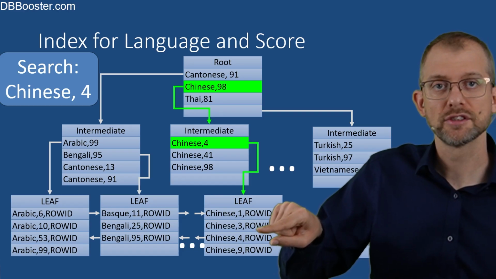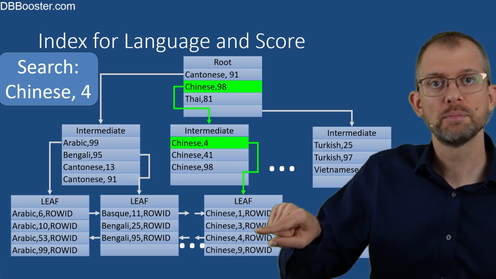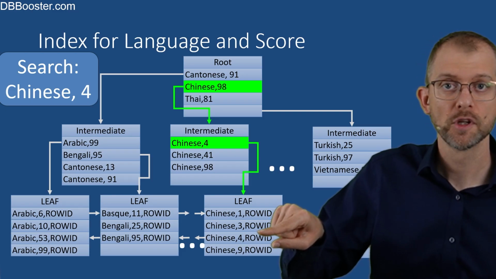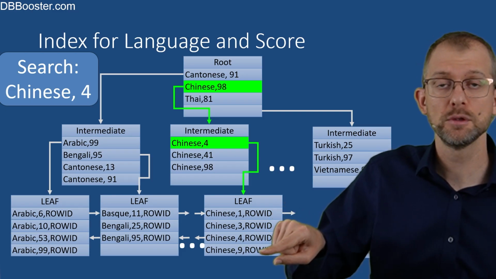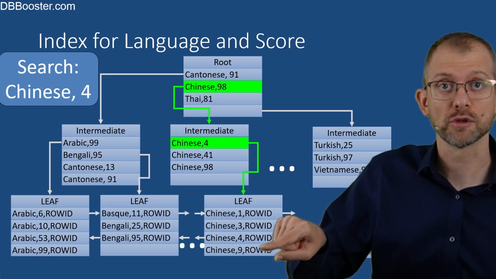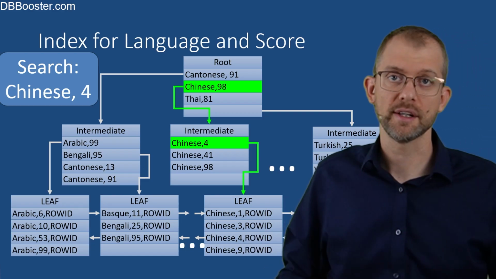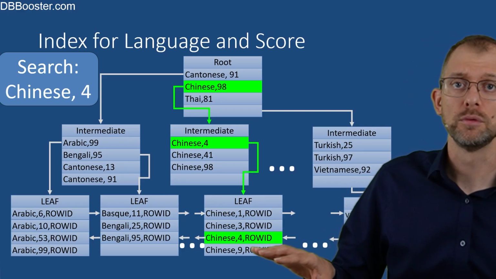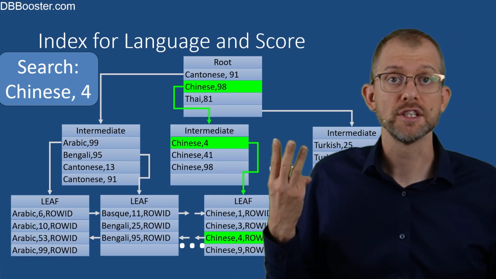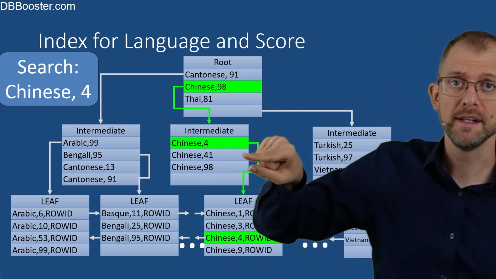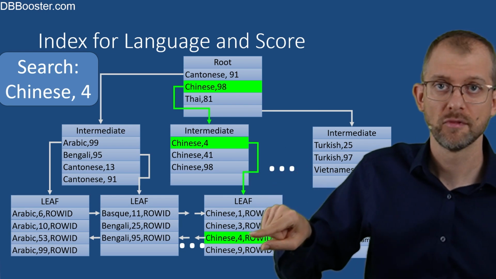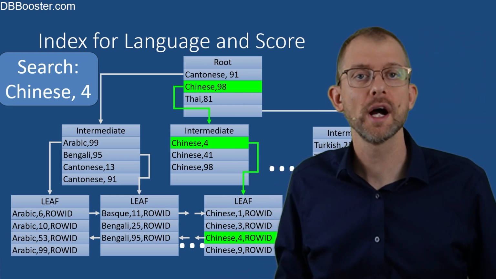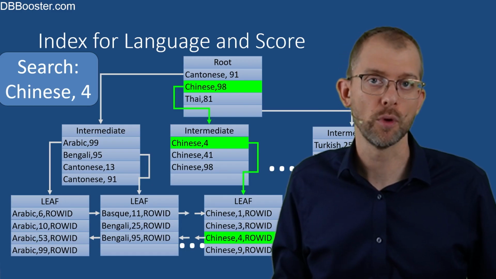Since the index is not unique, there could be multiple rows with the same language and score. So we check the next value. Chinese 9 is not equal, so now we are done. In this search, we only had to read 3 pages: the root, 1 intermediate, and 1 leaf. That's it. Compare that with scanning 491 pages before.